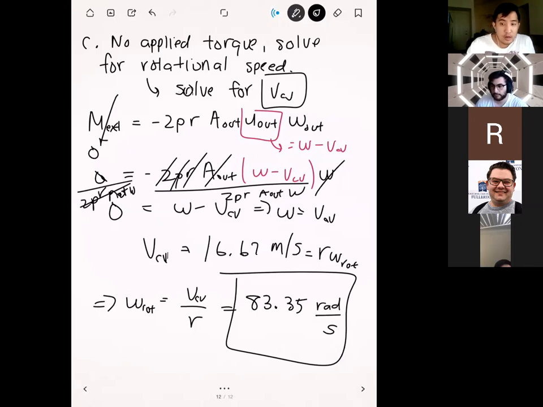All right. So the question is, why is M external equal to 0? The M external was set to 0 because in part C, we said that we have no applied torque, we have no applied moment. And so in that case, we set the external moment equal to 0. And that's from this part of the problem right here.